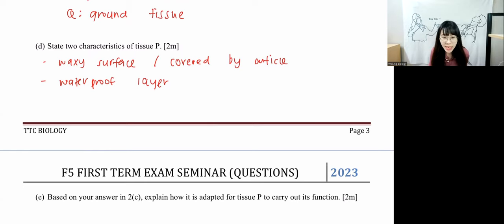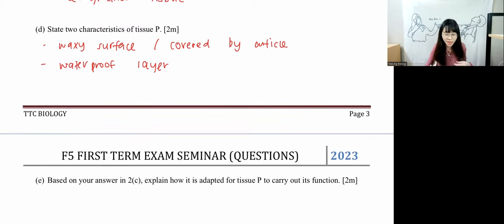Based on your answer in 2C, explain how is it adapted for tissue P to carry out its function. Whenever you look at the word adapted, we have to always remember adapted means characteristic. Characteristic means adapted. Just now we wrote characteristic for tissue P, right? When we say this is waterproof, this is waxy layer, what is the function of having this waxy layer? Just now we have mentioned before. Waxy layer is to prevent excess water loss. So if you notice, the question is almost the same, maybe the way that they ask you is different, but the answer is always the same.